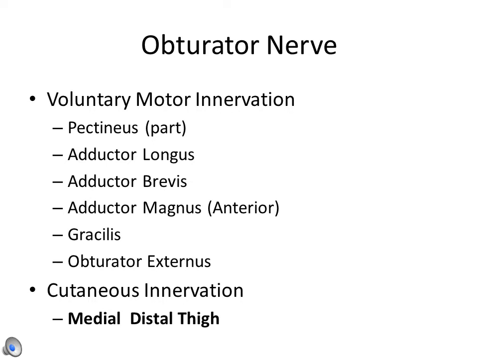The obturator nerve is a nerve from the lumbosacral plexus, is an anterior division nerve with contribution from L1 through L4. The obturator nerve has voluntary motor and cutaneous innervation. The obturator nerve gives voluntary motor innervation to part of pectineus, adductor longus, adductor brevis, adductor magnus, the anterior head, gracilis, and the obturator externus. The obturator nerve provides cutaneous innervation to the medial distal thigh.